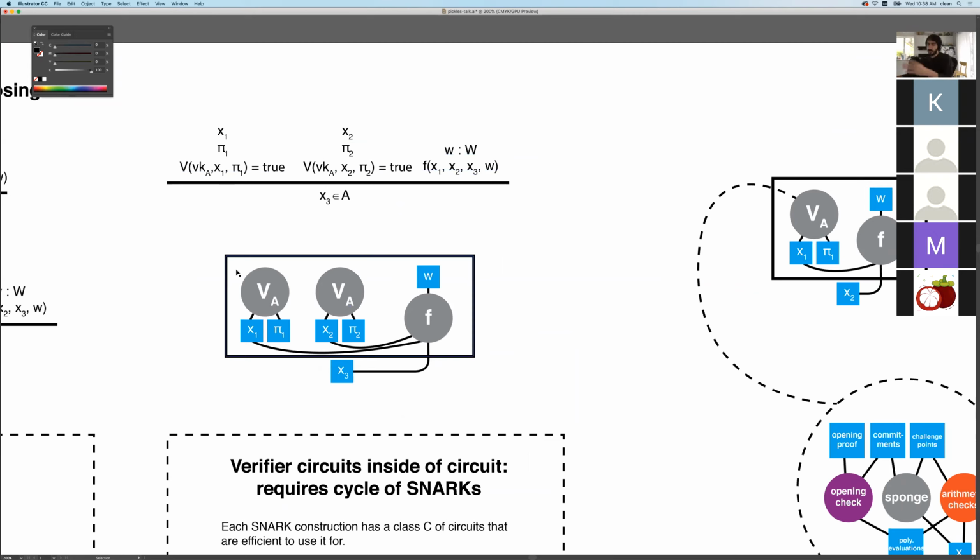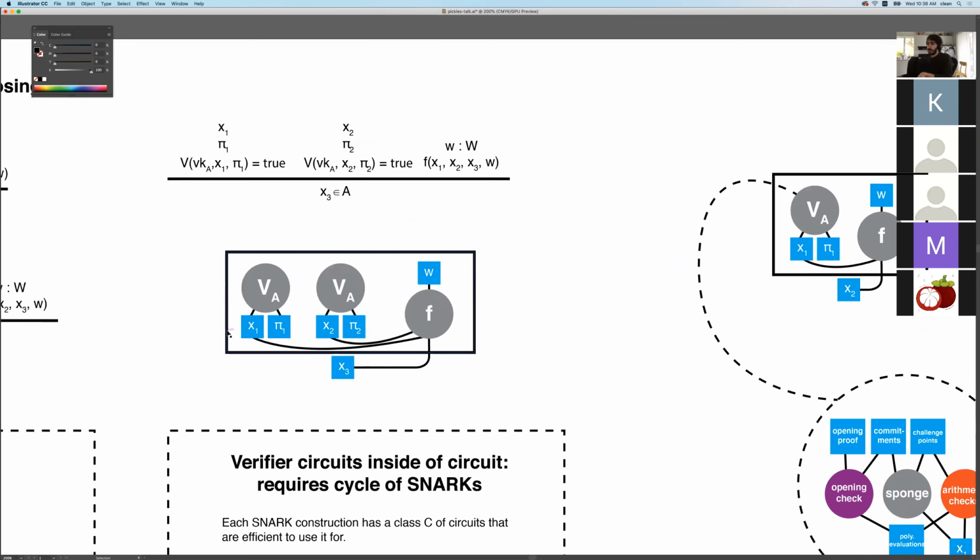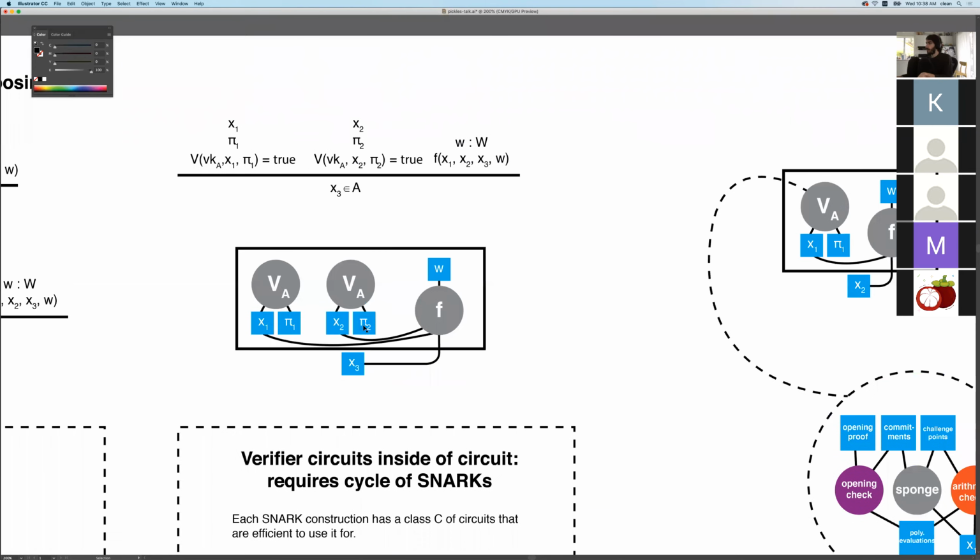And as a diagram, we can represent it this way. So a bit about the visual notation that I'll be using throughout the talk. This is a circuit. This black boundary here will represent the walls of a circuit.